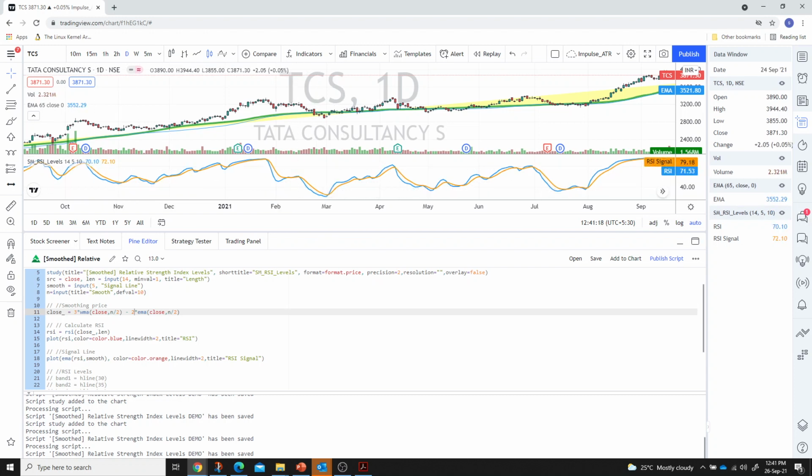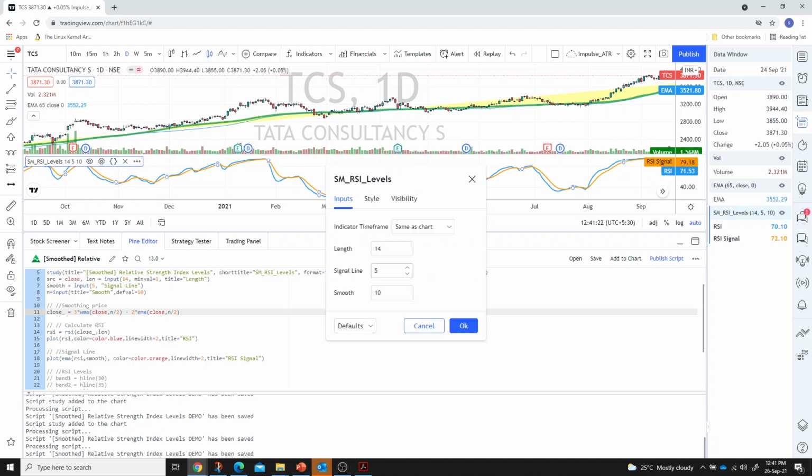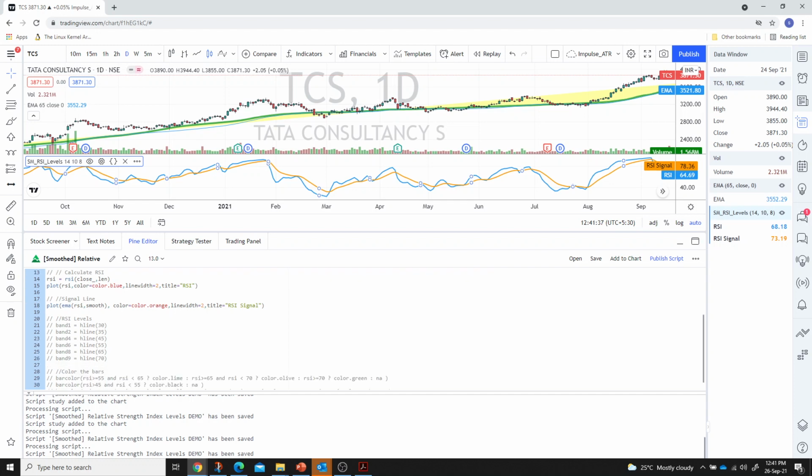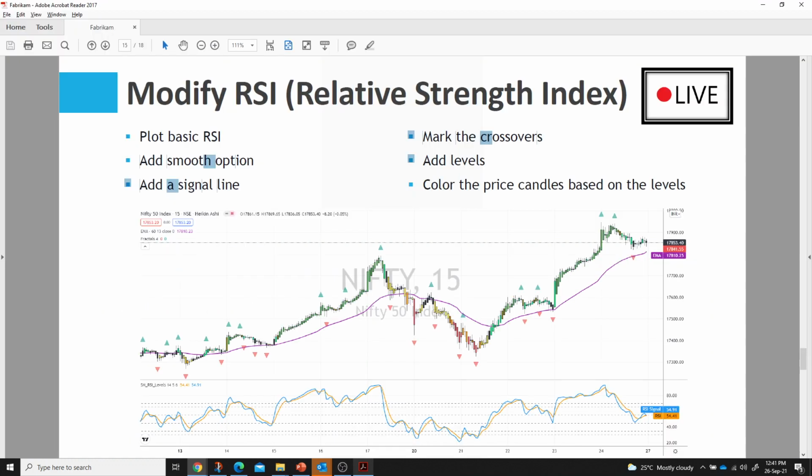And because I have given this as configurable parameters, I can change them. So I can as well say signal line is 10. Okay, and smoothing, I can say, okay, smoothing is 6 or 7 or 8. Okay, so I can even do that by giving input. Then let us now apply, let us apply levels. Crossovers I couldn't do, I can do it, but let's do this.